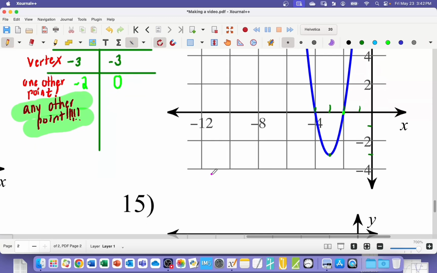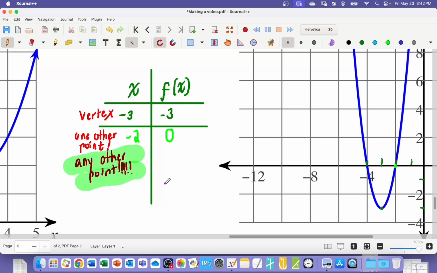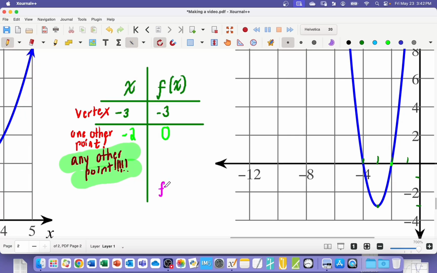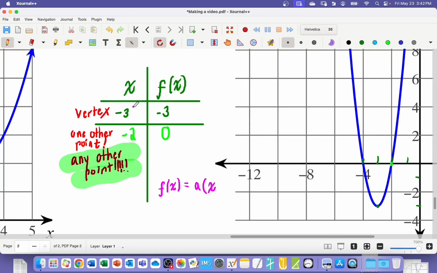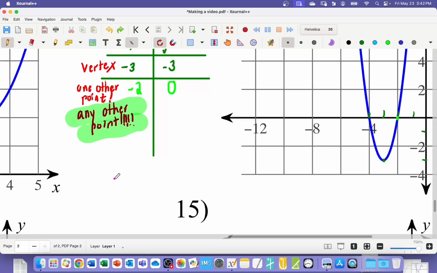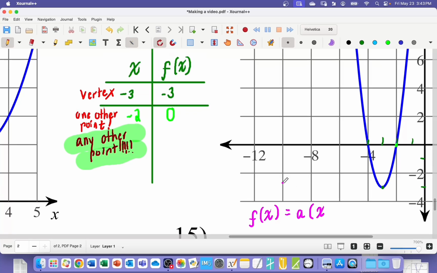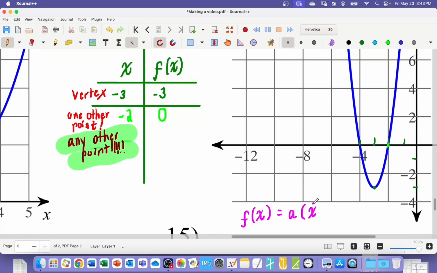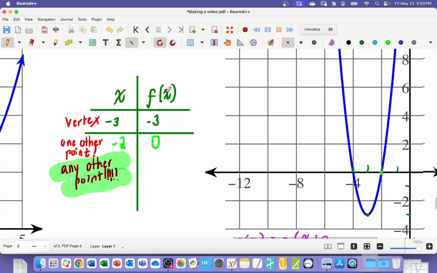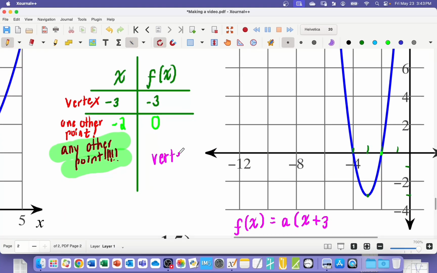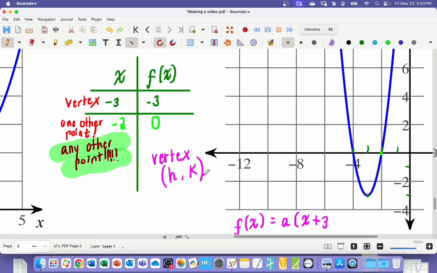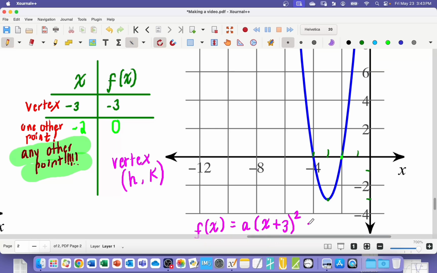So, if f of x equals a, h, so for my vertex, it's going to be x plus 3 squared. Okay, I want to give myself space. f of x equals a times x minus h, the horizontal translation, vertex (h, k). That's just the basics of vertex form, but plus 3 squared minus 3.